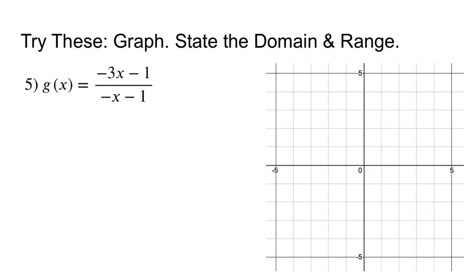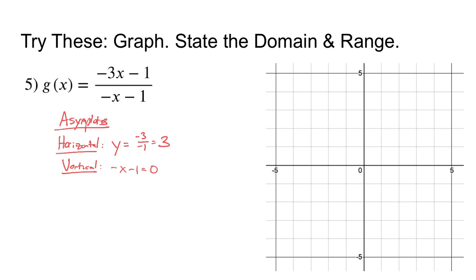All right, next one. Again, we'll find the asymptotes. And the horizontal asymptote is a over c, or negative 3 over negative 1, which simplifies down just to 3. And the vertical asymptote, I'll set the denominator equal to 0, and I will solve that and end up with x equals negative 1. So I'll graph those. Y equals 3, x equals negative 1.